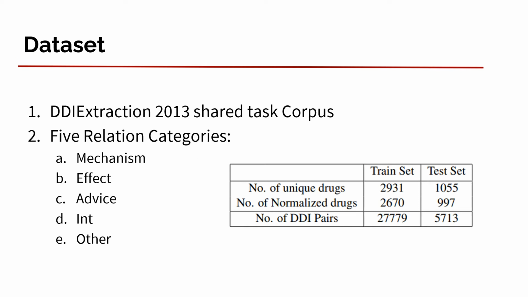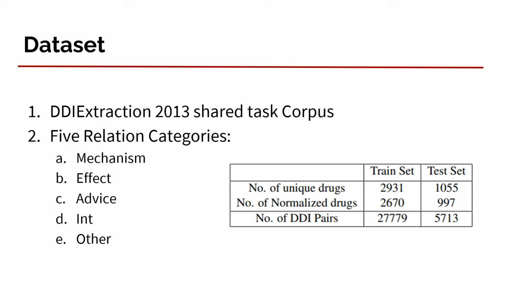So the dataset used is the DDI Extraction 2013 shared task corpus. It's a relation classification type of corpus in which we have 5 relation labels: mechanism, effect, advice, int meaning interaction, and other. So basically the task is a relation classification task, with a softmax layer which will predict one of these 5.